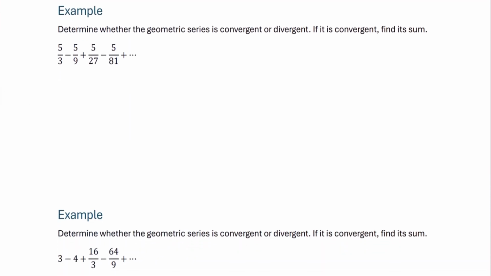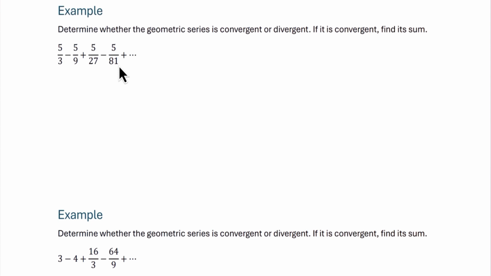Let's look at an example. We want to determine whether the geometric series is convergent or divergent, and then if it is convergent, we can then find its sum. The first thing we want to do is notice that we're just given a list of numbers, a list of fractions here.